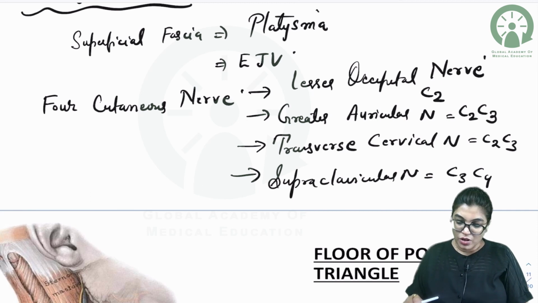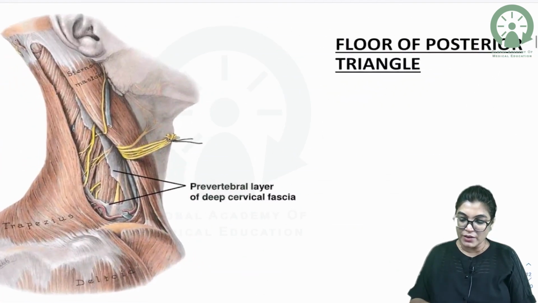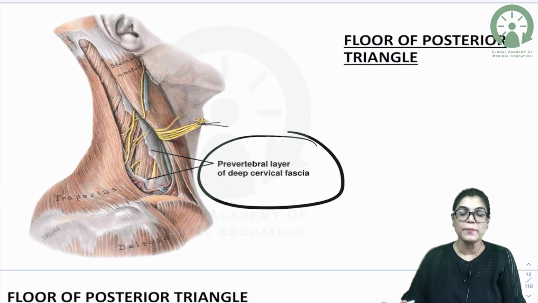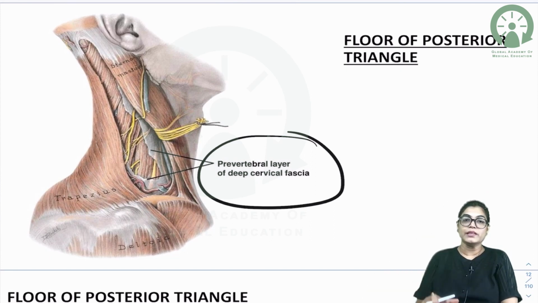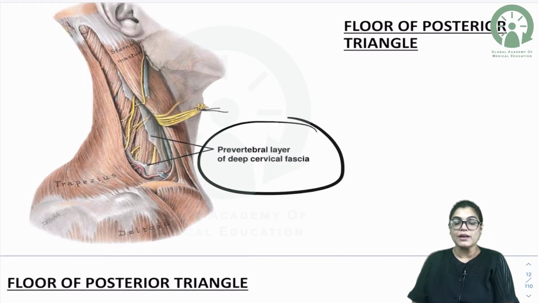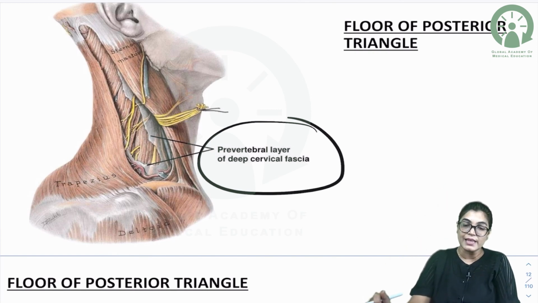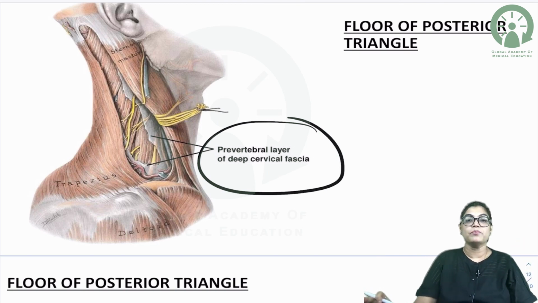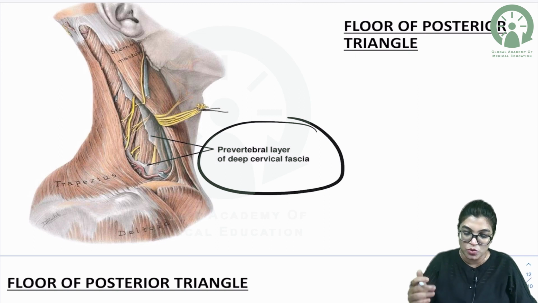Now, let's talk about the floor of the posterior triangle. The floor is formed by the prevertebral layer of deep cervical fascia. In the floor we will have the muscles of the posterior triangle. As you go from top to bottom, they are semispinalis, splenius capitis, levator scapulae, scalenus medius, and sometimes the first digitation of serratus anterior. All these muscles are plastered by the prevertebral layer of deep cervical fascia, which is shown in this diagram also.